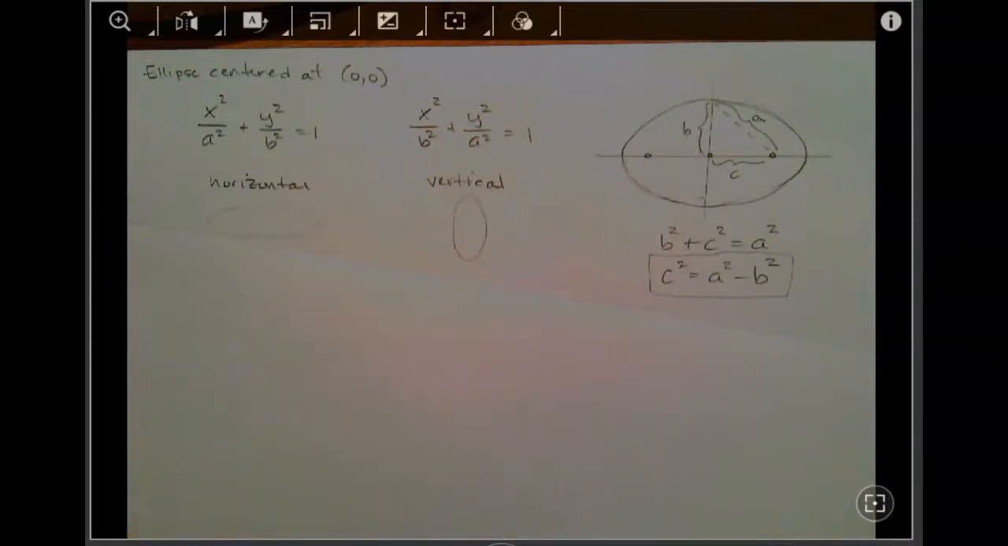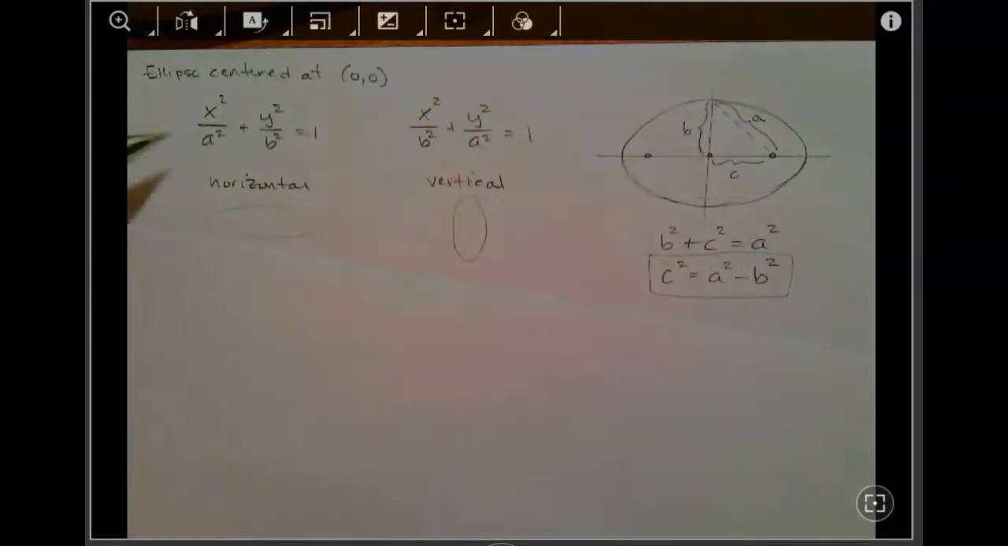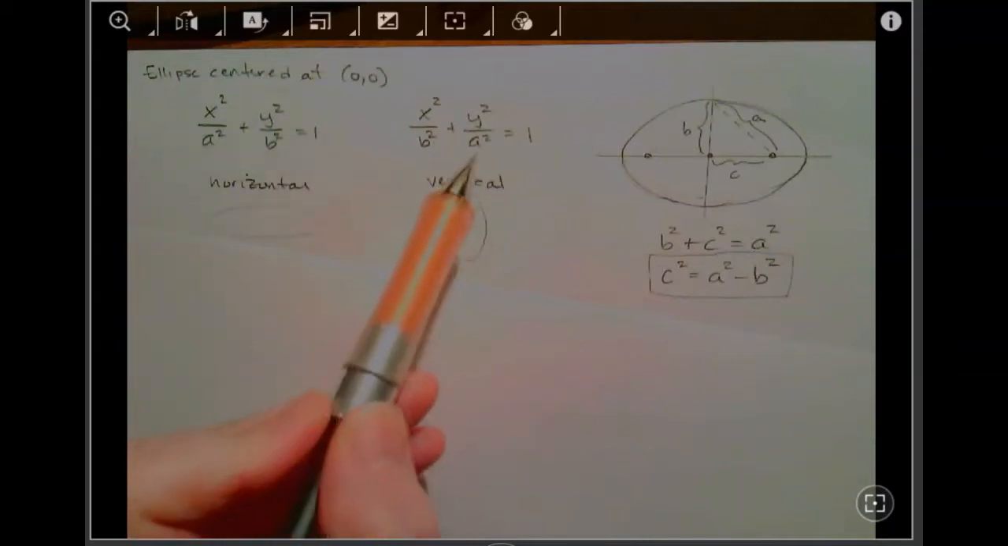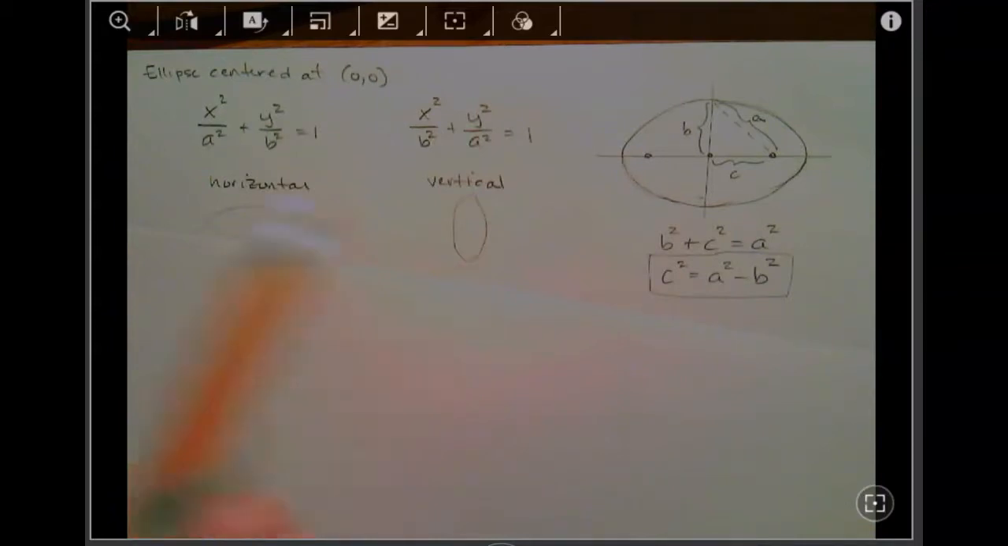Really the only difference is the length of your major axis and the length of your minor axis. The a and b are really the amount of stretch in either direction. If it's stretched longer in the x direction, then it'll be a horizontal ellipse like this, and the equation will look like this. And if it's stretched more in the y direction, then it'll be a vertical ellipse, and it'll look like this.